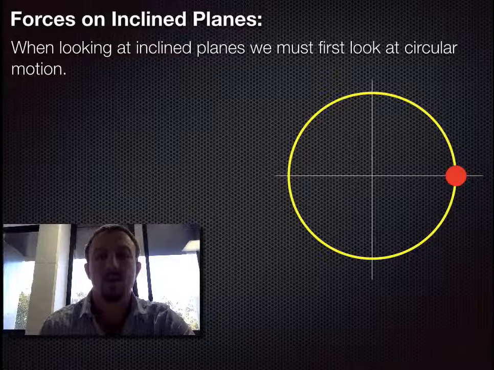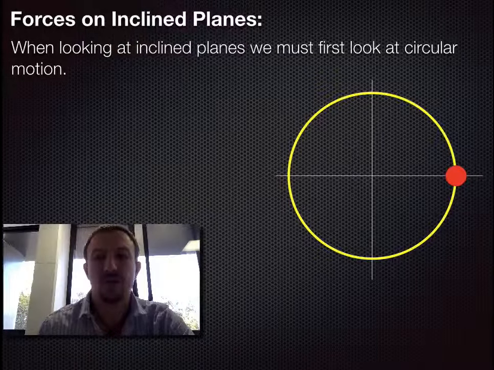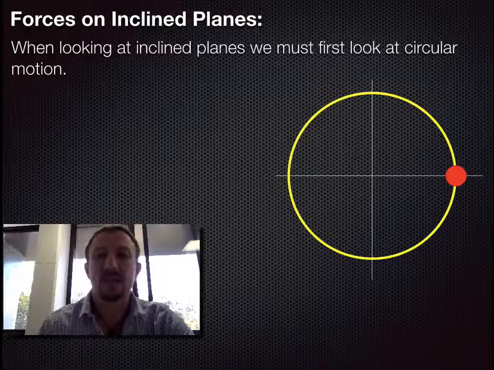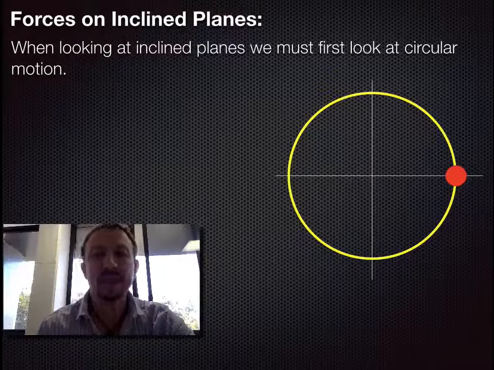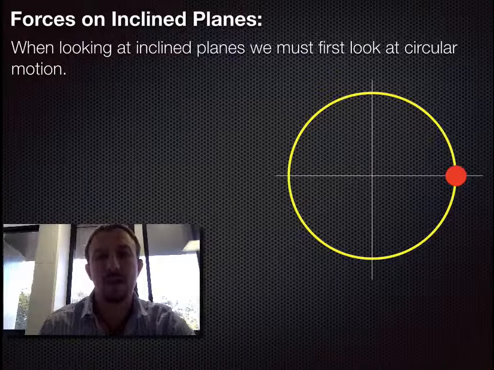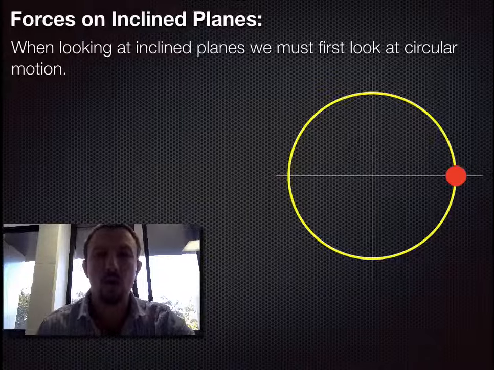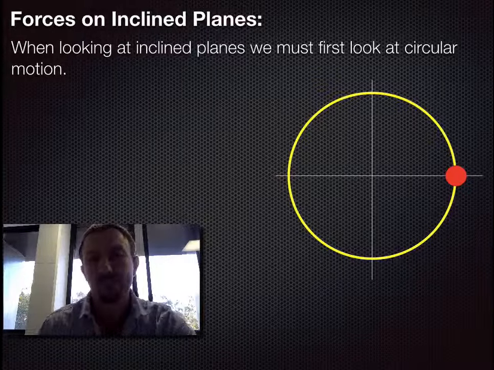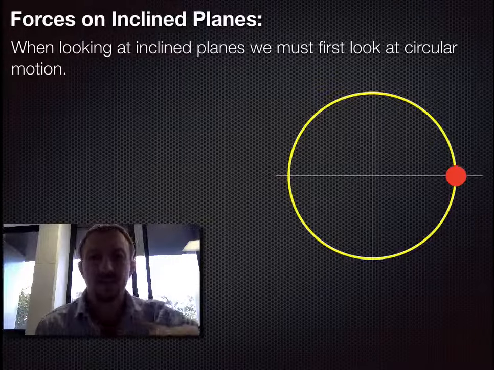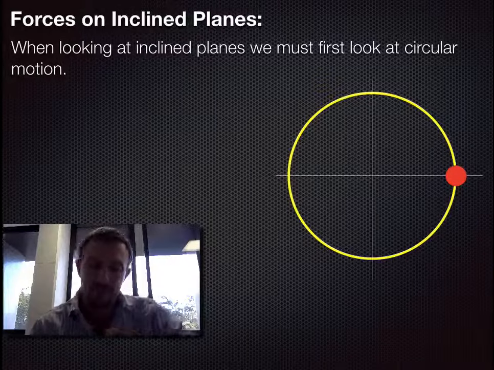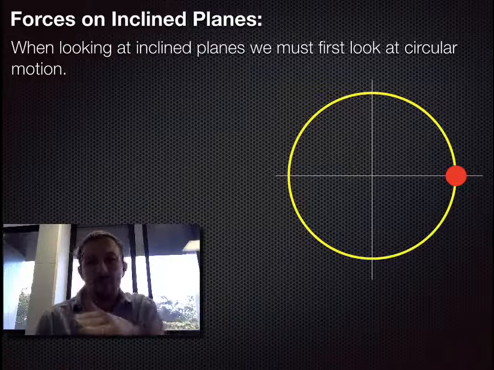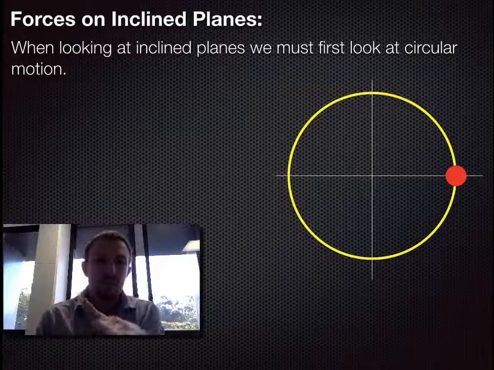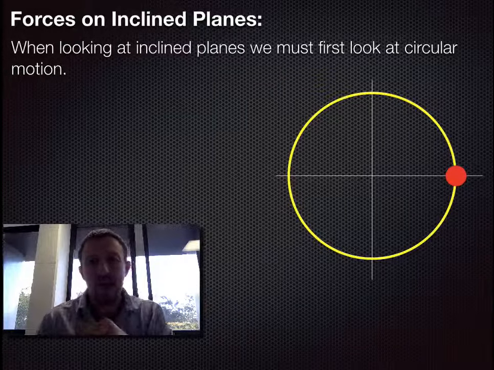Now here what we've got is an object shown in red, and this object is moving in a circular path, shown by the yellow circle. Now if you take something like NASCAR or an aircraft which is banking, you're noticing that it's going to be turning as it goes round a corner. For an aeroplane, it will bank its wings, and this is where we get the forces of the inclined planes acting.